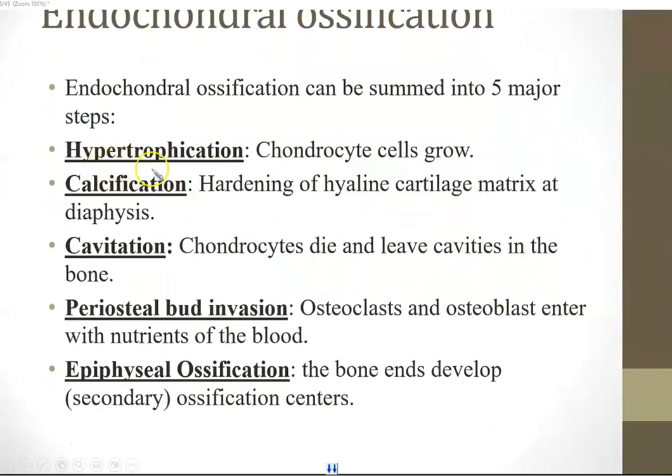So the very first thing that happens is called hypertrophication. That's just the hyaline cartilage growing. So it's making that little blueprint. First step. Okay. Second step is we're getting calcification. We're getting hardening of the hyaline cartilage matrix around the diaphysis. This is the bony collar that we've got going on here.